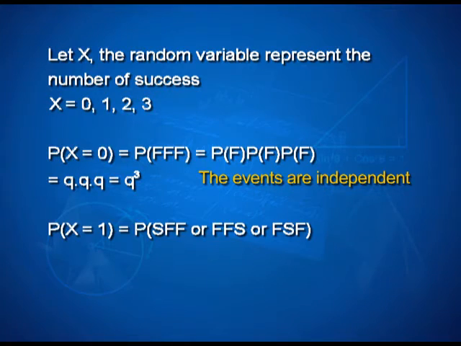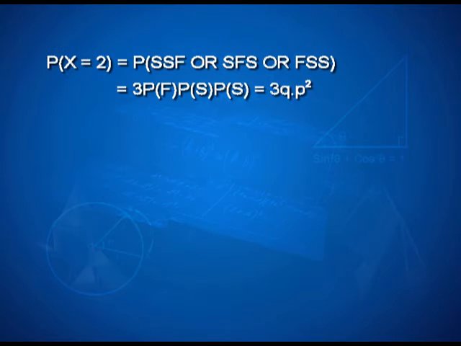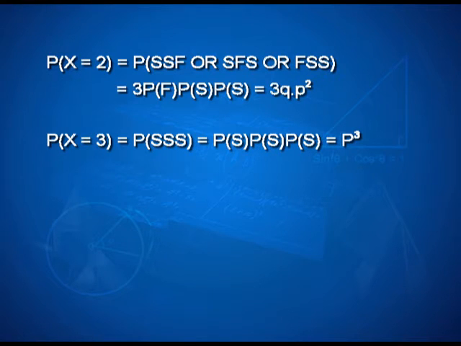Probability of X equal to 1 will be getting 1 success. So, 1 success is accompanied with 2 failures, and that can happen in 3 possible ways. Therefore, it will be 3 times the probability of failure into probability of failure into probability of success. Using P and Q to represent the probability of success and failure, this reduces to 3Q squared P. Probability of X equal to 2 similarly becomes 3QP squared. Probability of X equal to 3 becomes P to the power 3.